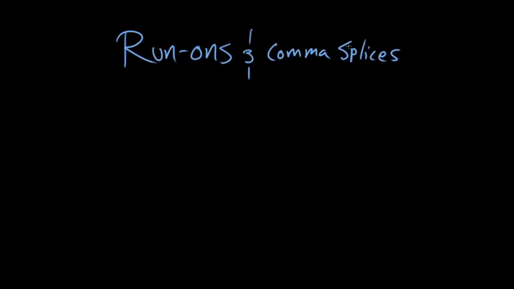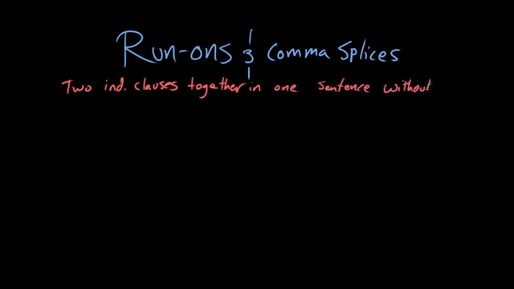Today we are going to talk about run-ons and comma splices. A run-on sentence is what happens when two independent clauses are put together in one sentence without any punctuation or coordinating conjunctions like and, but, and or. So, Rosie, what is a good example of a run-on sentence?